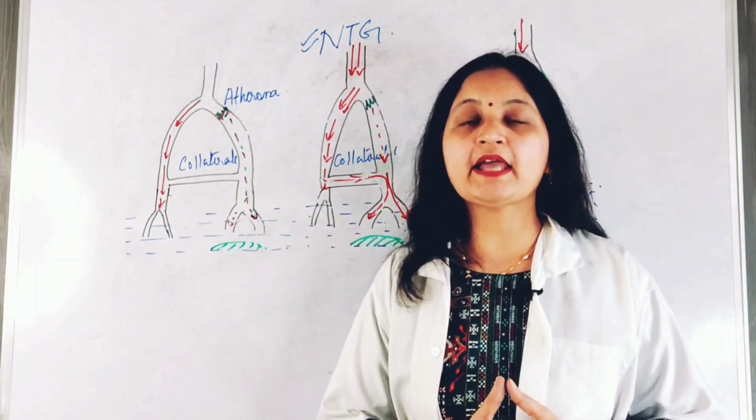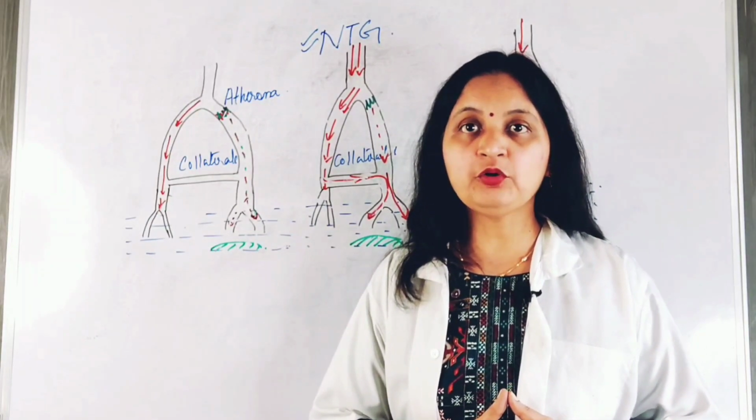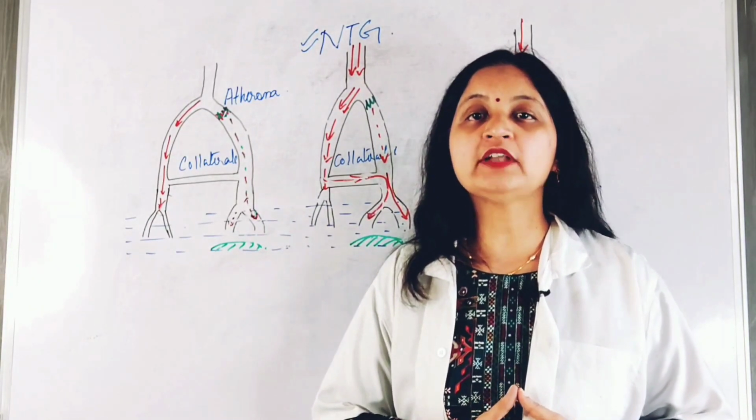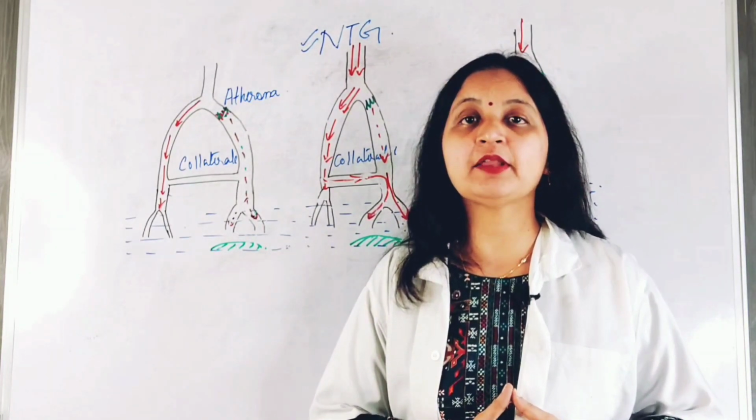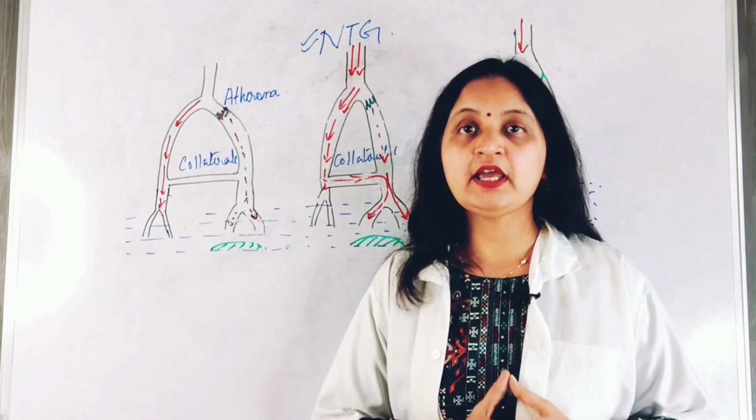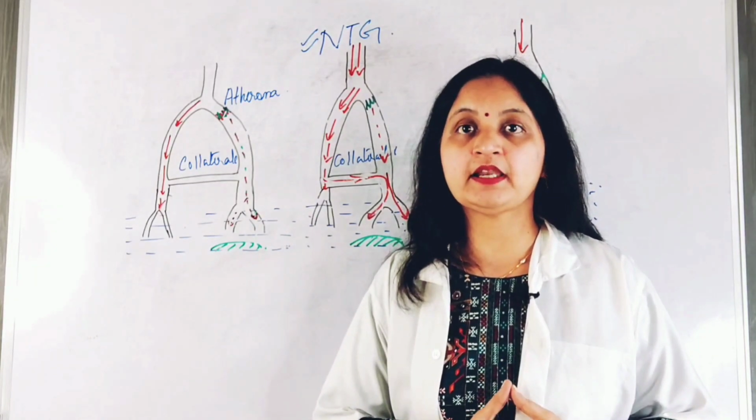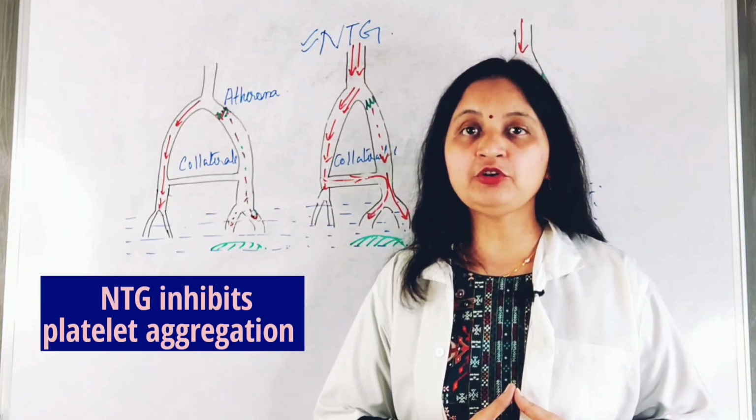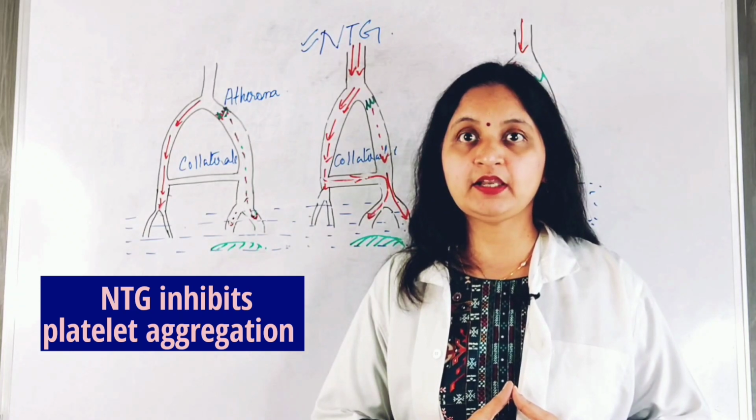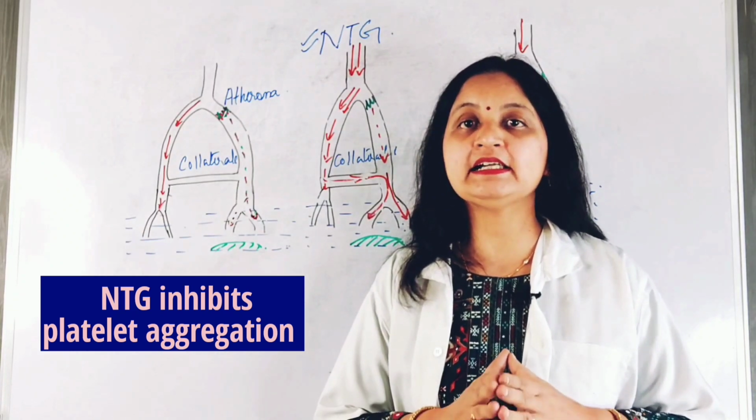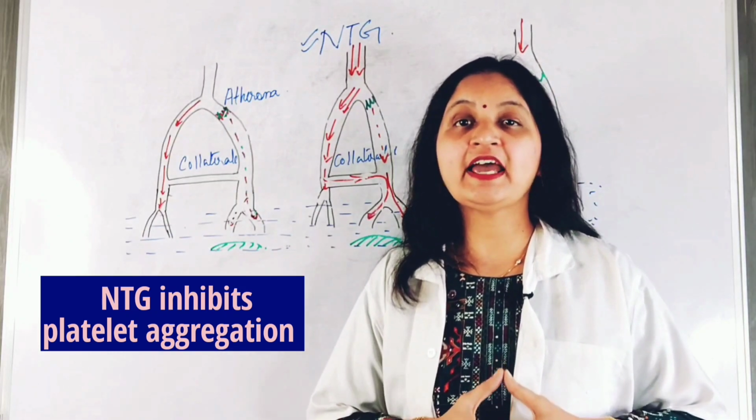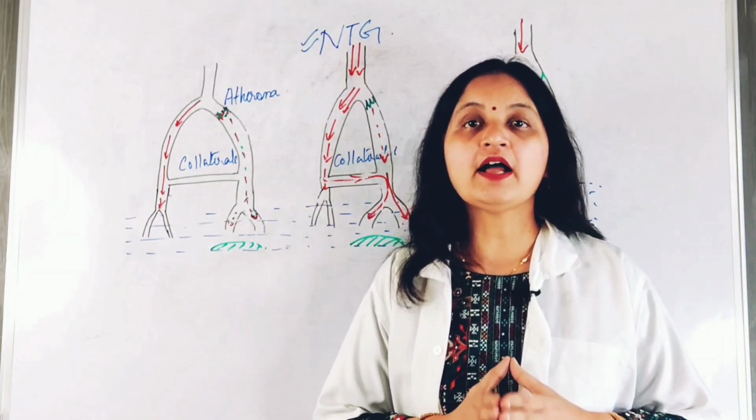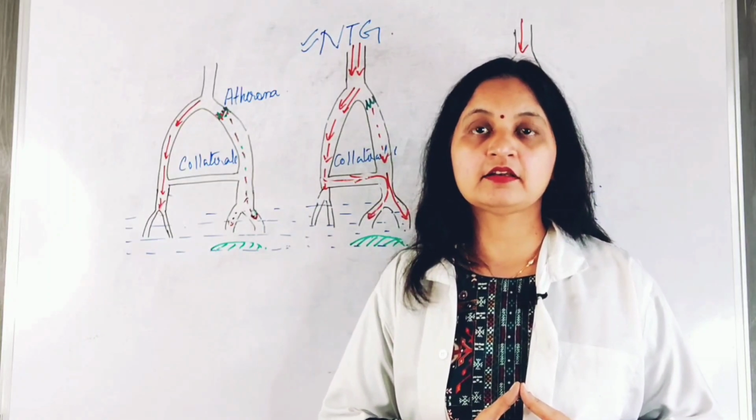So the primary mechanism of nitrates is through venodilatation, but it also dilates the large epicardial coronary arteries, thus facilitating the blood flow to the ischemic region and helps to relieve chest pain. The third mechanism through which nitroglycerin helps to relieve chest pain is through inhibition of platelet aggregation. So inhibition of platelet aggregation is further helpful in the management of unstable anginal pain.